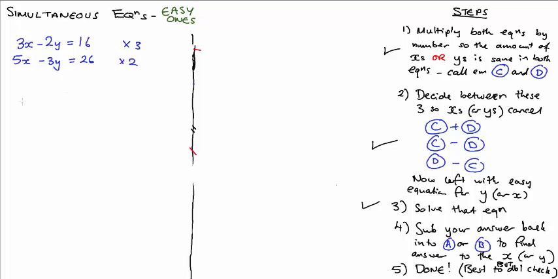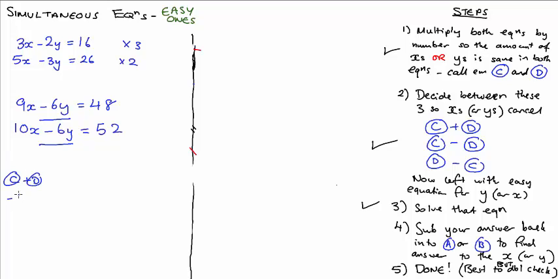So here we go. The first one's going to give me 9x minus 6y equals 48. The second one's going to give me 10x minus 6y equals, what does that equal? 52. Right, and now I just got to be a little bit smart. I'm trying to make these y's cancel. Remember, minus 6y, minus 6y. So if I add them, you'll see they don't cancel. If I add minus 6y and minus 6y, I'll get minus 12y. No use to me whatsoever.